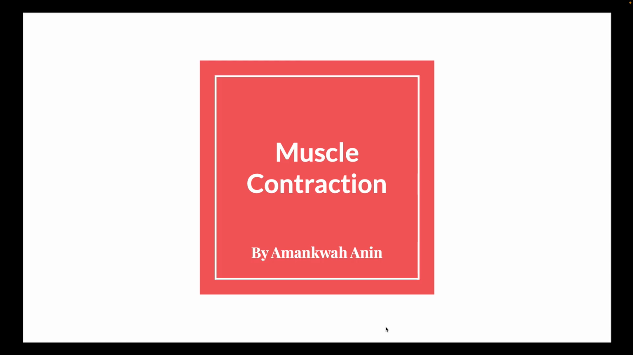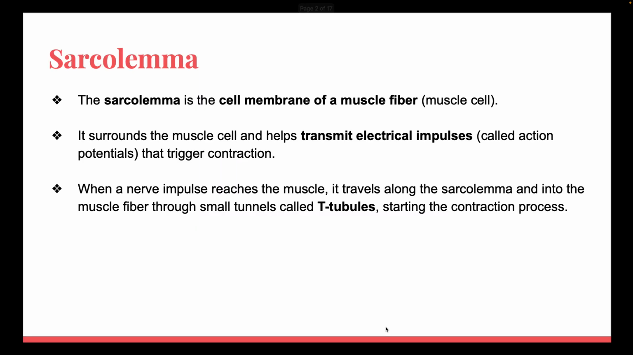But before then, we would like to talk about some of the terms that we normally see when it comes to muscle contraction. The first one is called the sarcolemma. When you take a fiber, every fiber has got an outer membrane, or a cell membrane, which covers it. And this is called the sarcolemma.